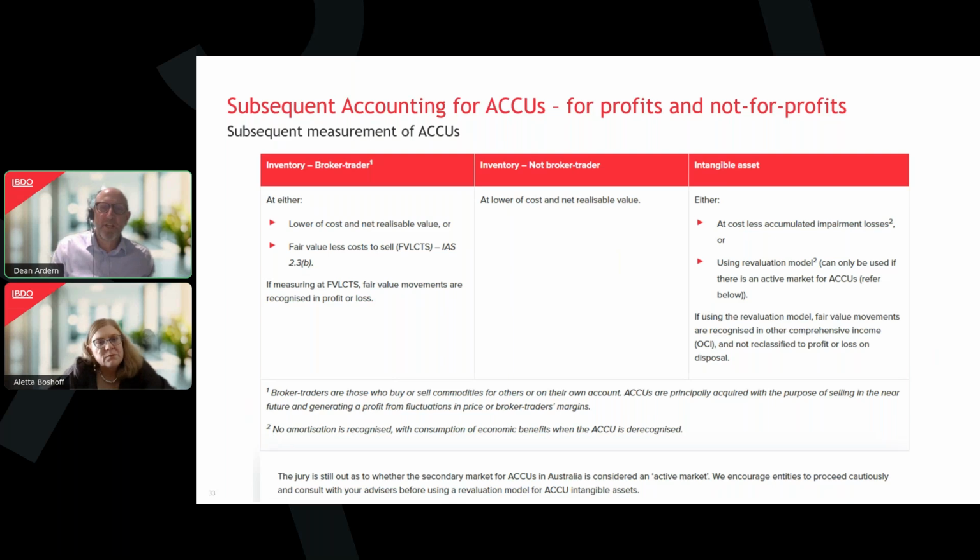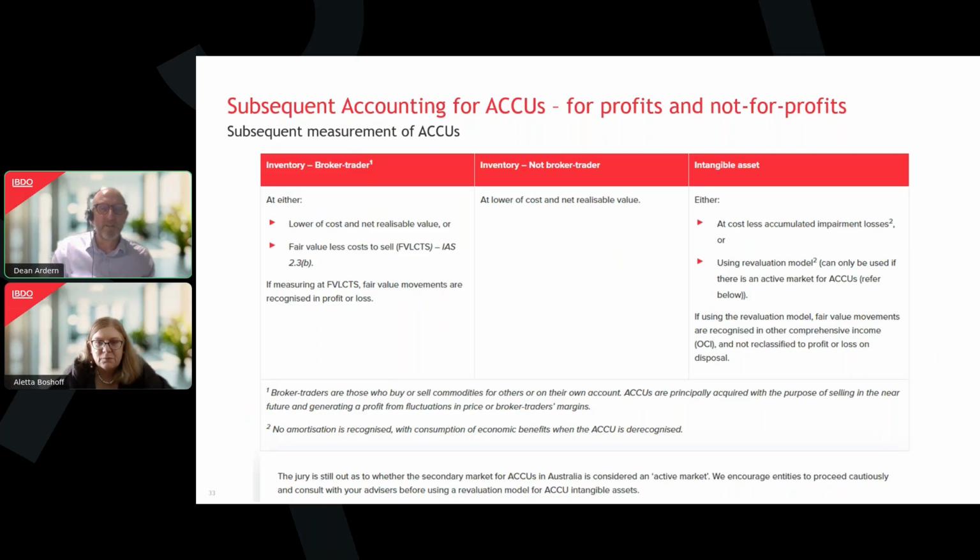When it comes to intangible assets, it's a very different scenario. From an intangible asset perspective, I would possibly be able to leverage the revaluation model in 138 if there is an active market for these. And as I've said, the general opinion out there is that there isn't, at this point in time, an active market. And I think that's evidenced by a couple of things in the diagrams I've shown today.